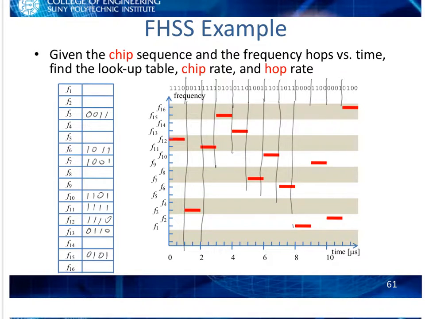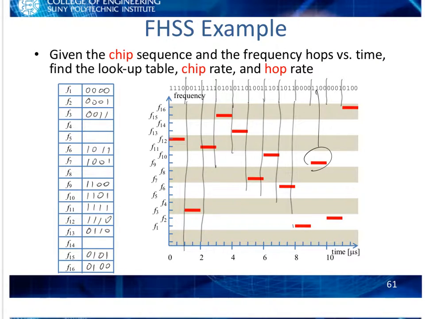I don't think I'm making a mistake here. F6. Next one is F1, which is 0000. Okay, nice. Next is F9, which is 1100. Next is F2, which is 0001. And finally, we have F16, which is 0100. Okay.